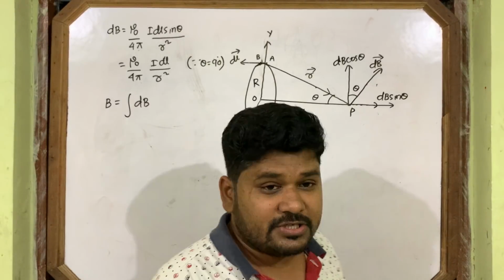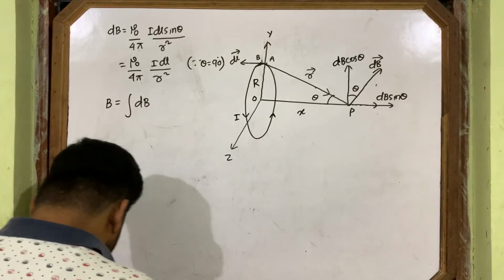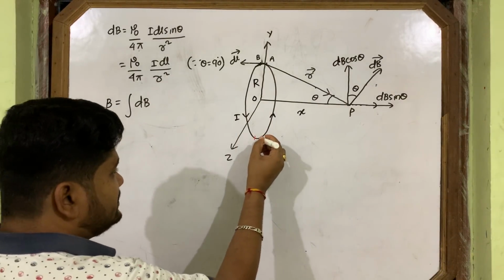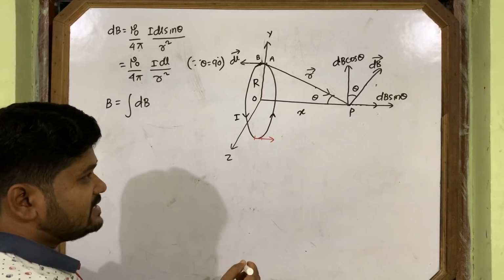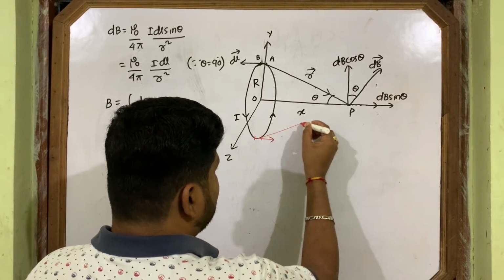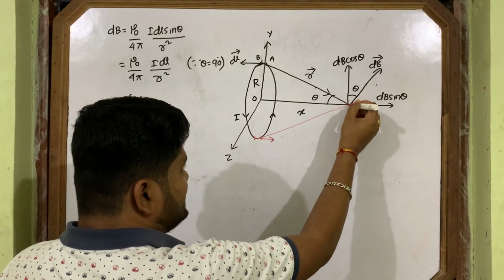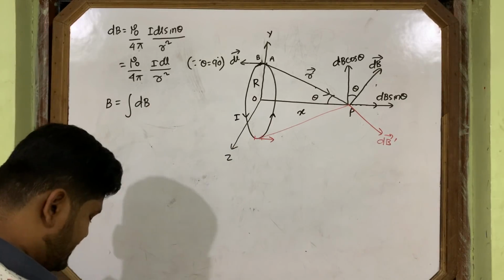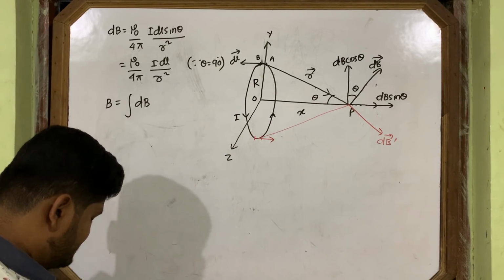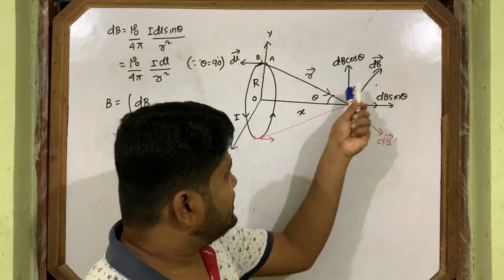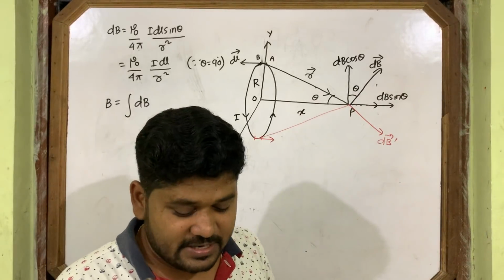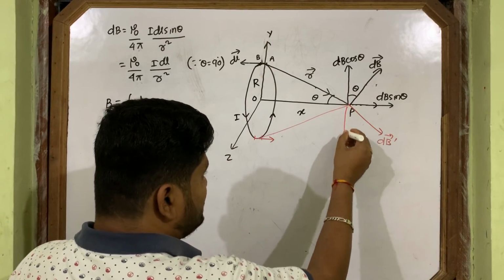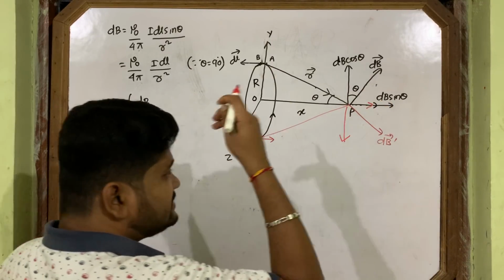So the dB vector is now resolved into two components. But if I take another small element here, this current element will be in this direction. Then if you join it to this point, again we will get a dB in this direction. I can write dB dash, but dB and dB dash will be the same because everything is symmetric. Also your dB dash will provide two components. One component will come like this, one component will go like this.